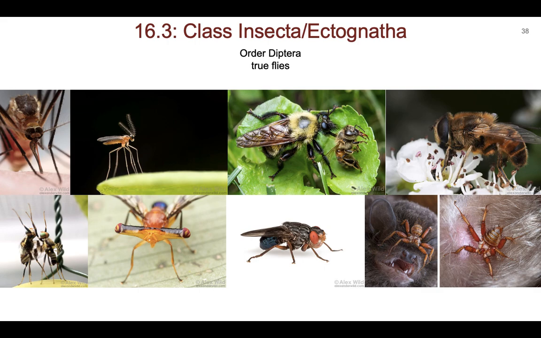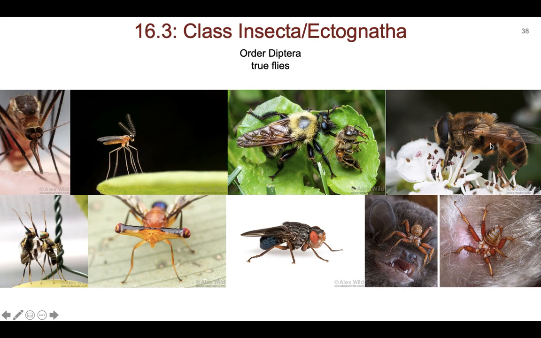And then that brings us to the true flies. This is a really, really diverse group of insects. They have caused more deaths on Earth than world wars because of the spread of malaria and other insect-borne diseases that are spread by mosquitoes. But they can be beautiful and have interesting behaviors too.